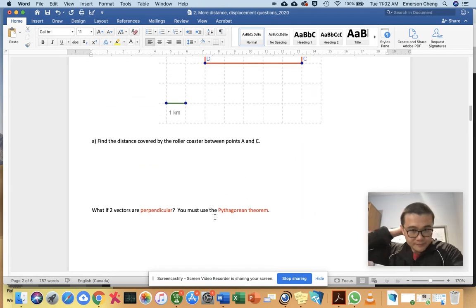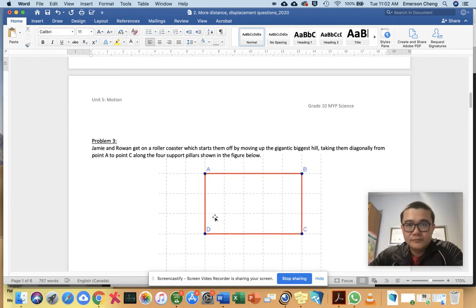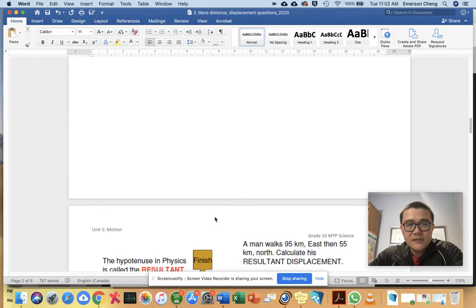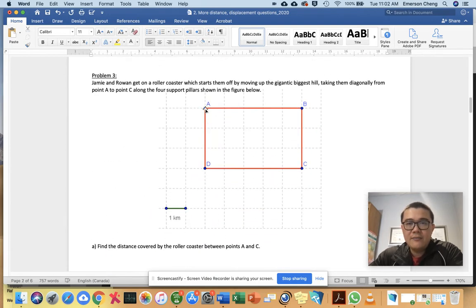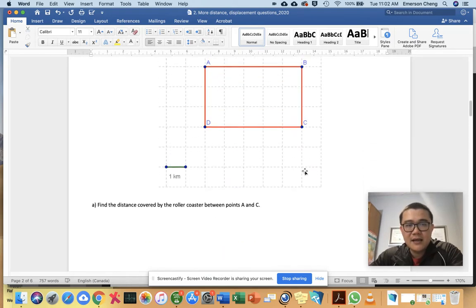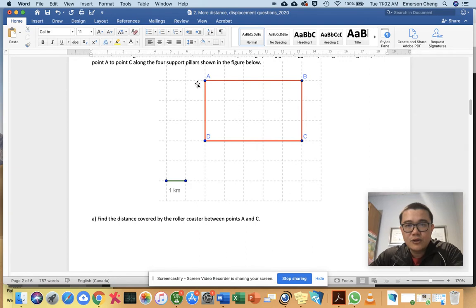Now, in this question itself, you're talking about how far the distance traveled was between A and C. So you go this way once and then go up this other way. You're trying to find the distance here.